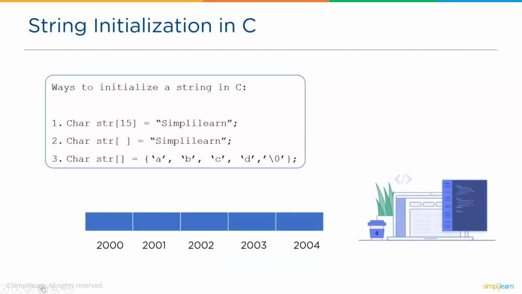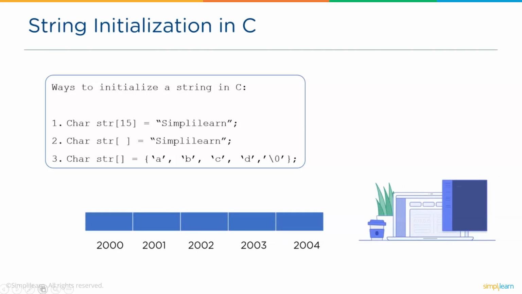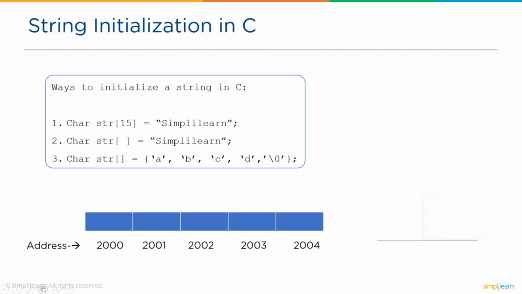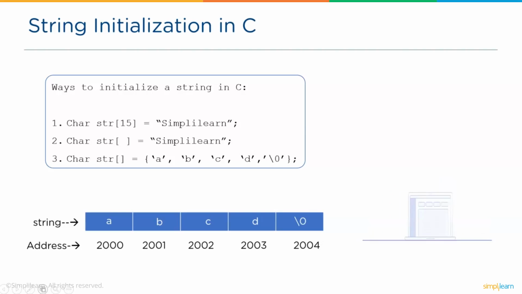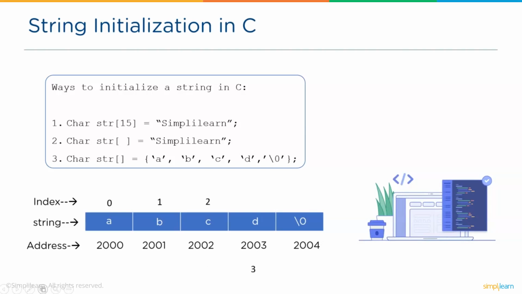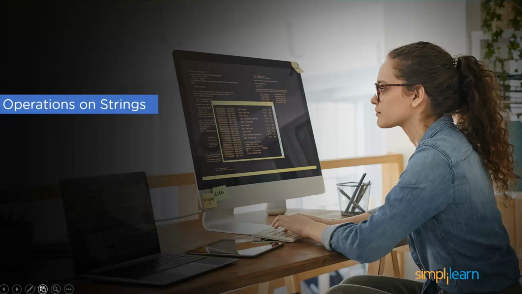Look at the diagram below and understand how a string is stored in memory. First, memory is allocated at some address that holds the string A, B, C, D and a null character at the end. And then the index starts from 0 to n-1. So in this example, the string elements are 5 and the index will start from 0 to 4. I hope it's clear. Okay, so let us move on to the operations on strings.